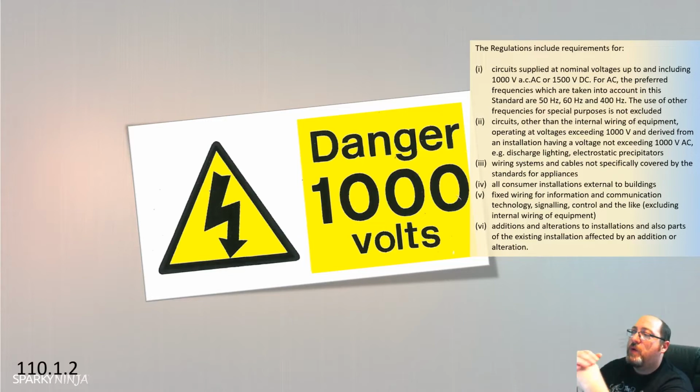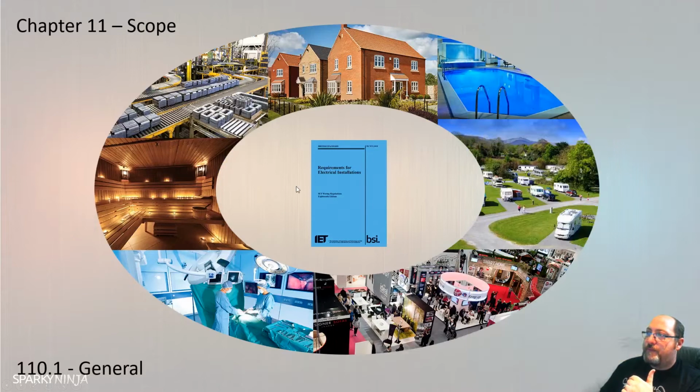It also has wiring systems and cables not specifically covered by the standards for appliances. So if you have a piece of electrical equipment or an appliance with no applicable standard, then this can come into there. All consumer installations external to buildings, fixed wiring for information communication technology, and additions and alterations. Okay, so those are the types of circuit as well that are inclusive of scope. So that's scope. There's a general list there. All these types of systems are inclusive, and the type of system.